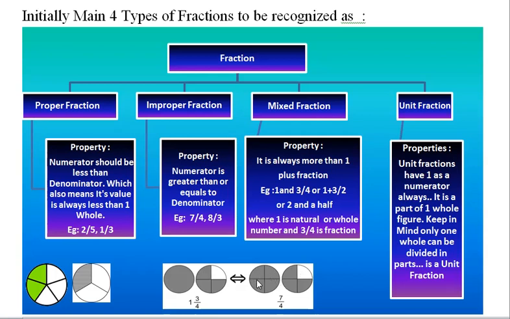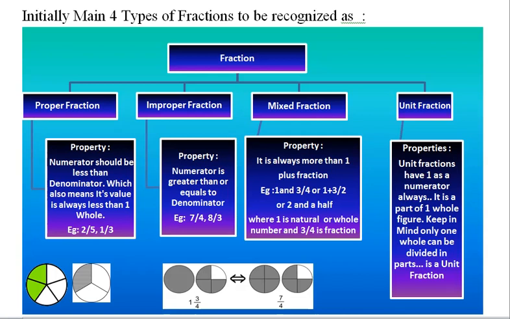So we have 4 portions and 3 portions out of the second figure. So in total we have 4, 5, 6 and 7. So 7 out of 4 portions. 7 out of 4 has been used. So this is called an improper fraction. And if you see that there is one whole object and part of the other object has been used, that means it is also a mixed fraction.